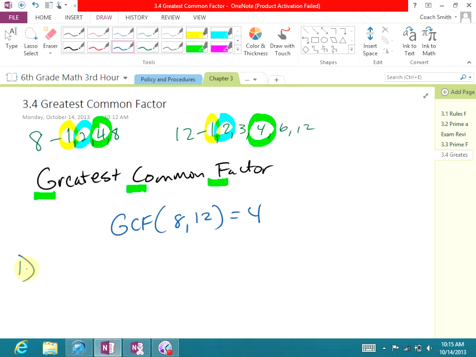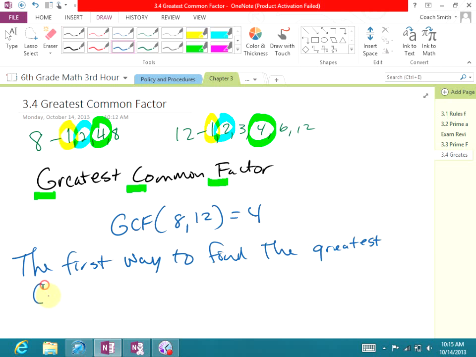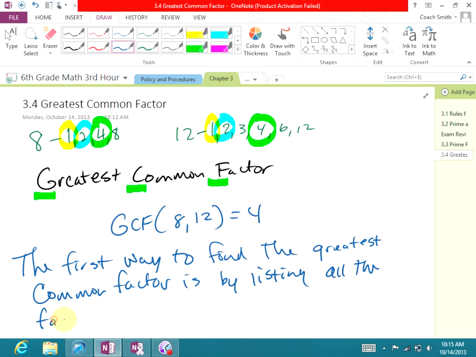So, the first way to find the greatest common factor is by listing all the factors for each number. That's the first way.